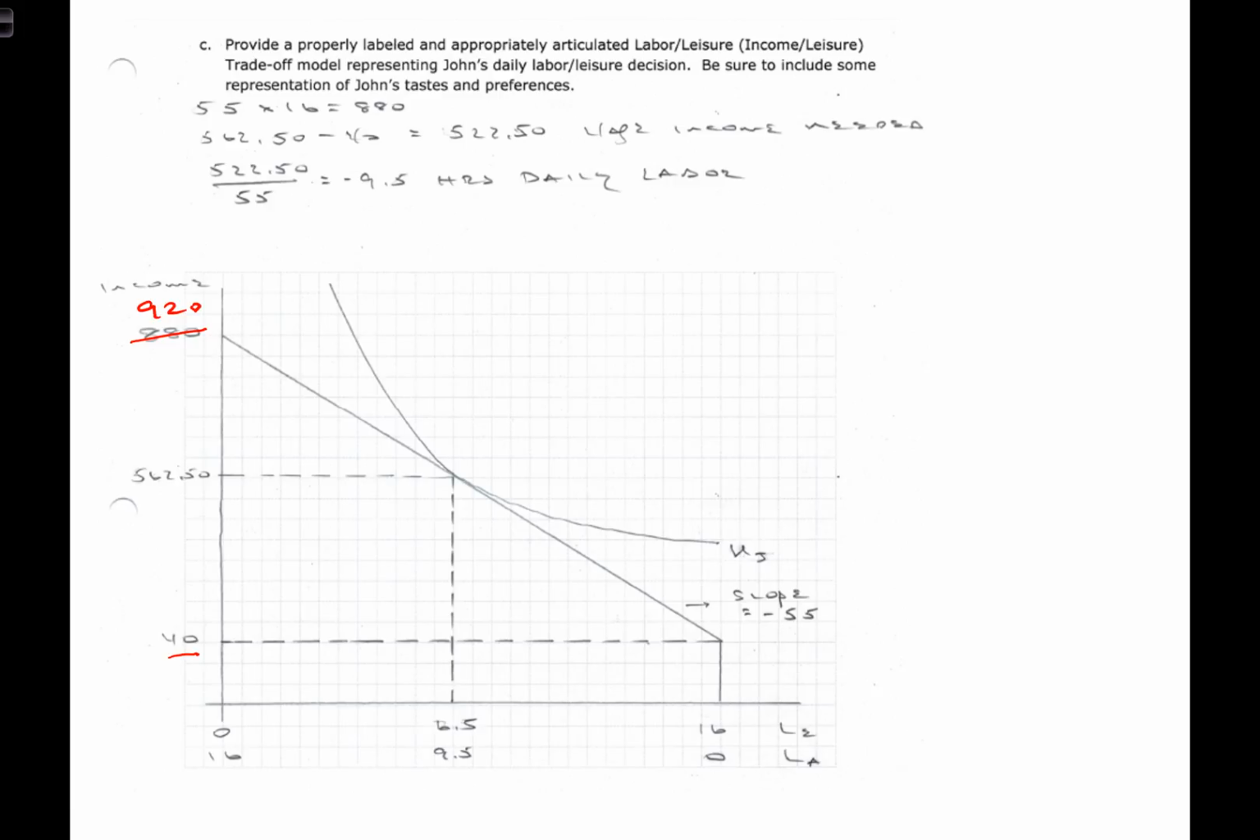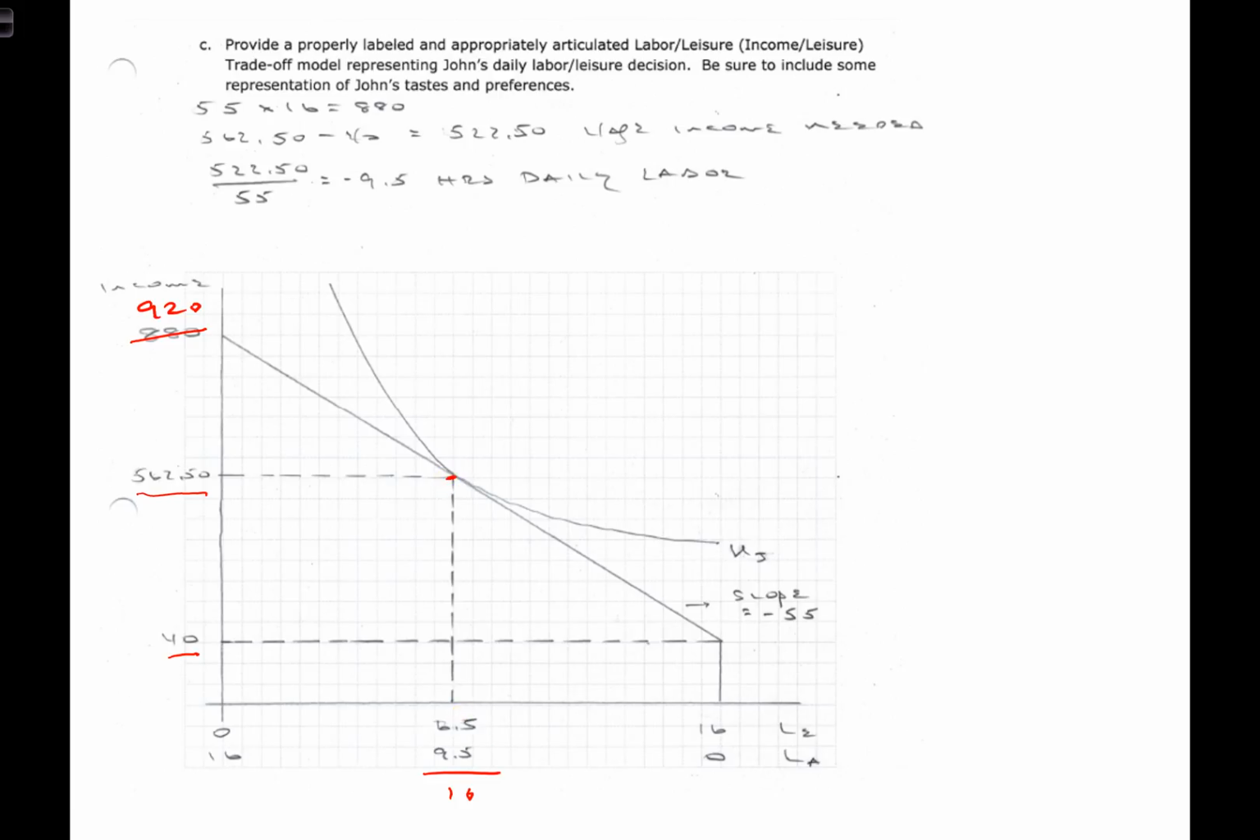If he put all of it into labor, or if he puts all of it into leisure, he's still at $40. Well, we know that his budget requirement is $562.50, and we know that if $40 of that has come from his endowment, there's $522.50 that had to have come from his labor. Well, divide that by his wage, and we see that there are 9.5 hours of daily labor. So there's 9.5 hours of labor. Add that to 6.5 hours of leisure to get the 16 total, and we know then that that's where he will reside on his budget curve.